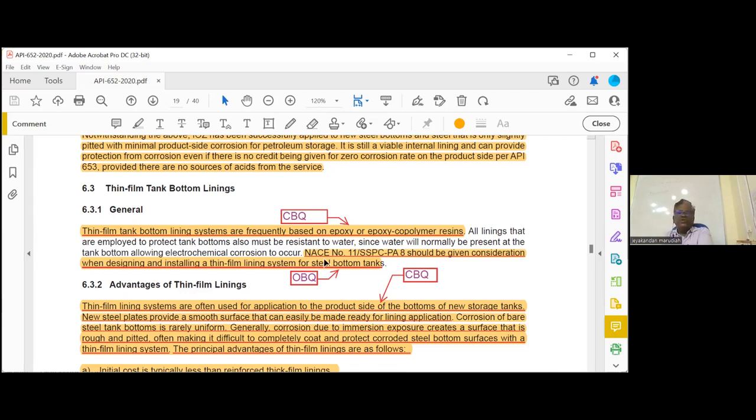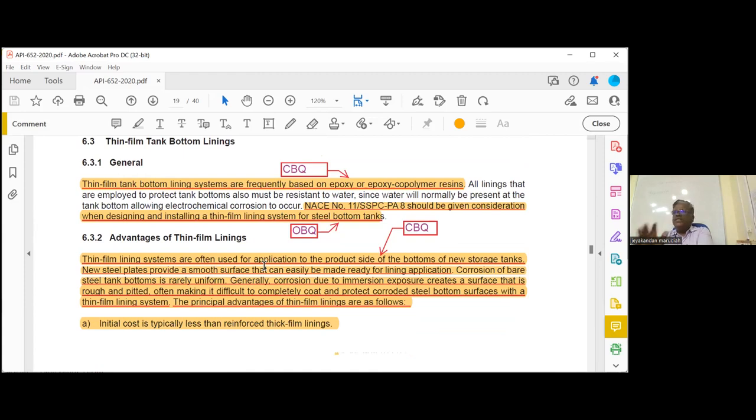Then which one do we have to follow? NACE SSPC PA8 should be given consideration when designing and installing thin film lining. So we have to use the SSPC PA8. How to apply lining, everything is covered later. Thin film linings are often used for application to the product side of the bottom of new storage tanks. Very important: thin film lining we are using for, say, inorganic zinc silicate is for ethanol, methanol storage.